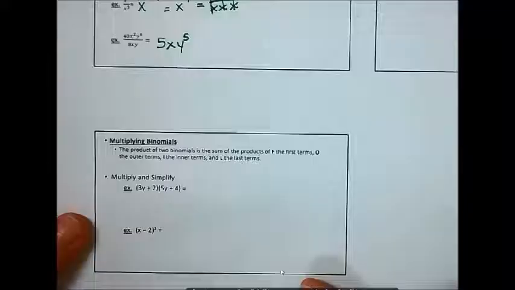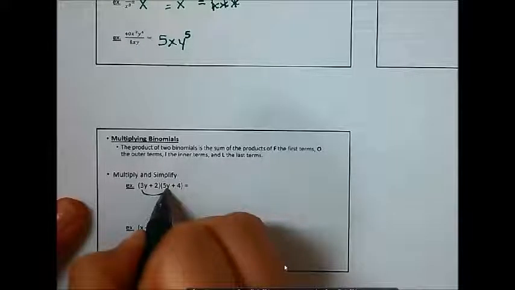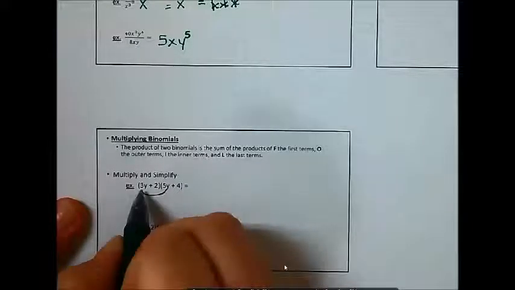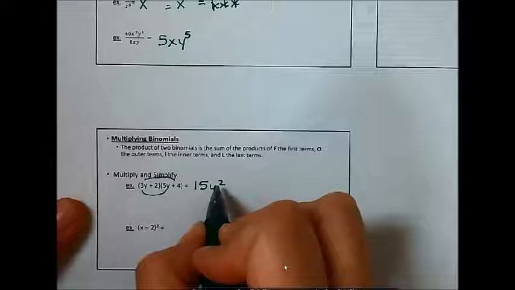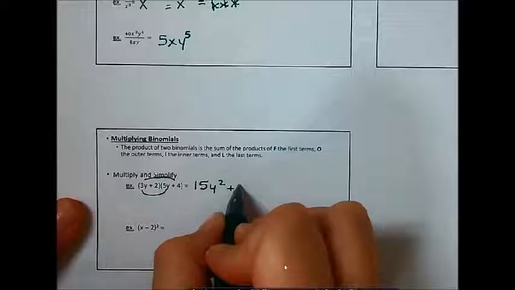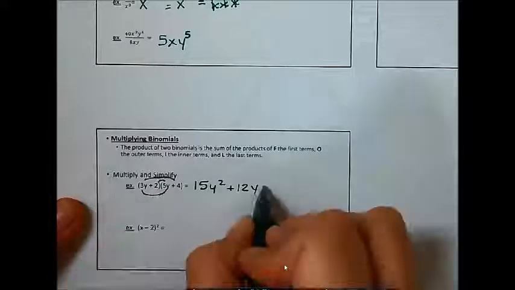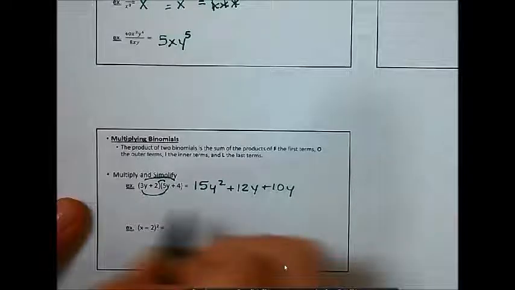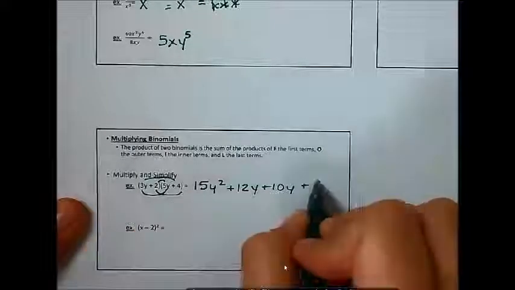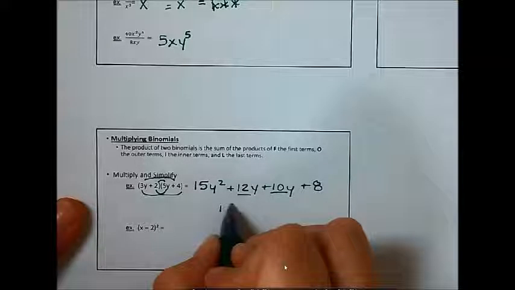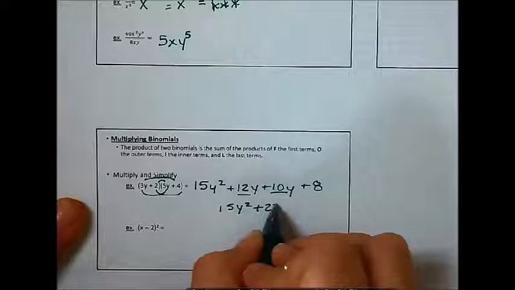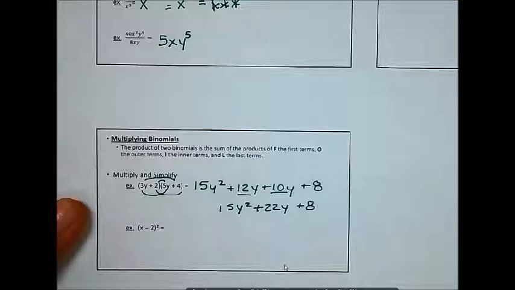Lastly, we've got binomials, and we're going to FOIL them. So we first have 3y times 5y, which gives us 15y squared. Outer, which gives us 12y. Inner gives us 10y. And last, which gives us 8. Then we have some like terms, so we're going to combine them. 15y squared plus 22y plus 8. That's as far as we can go, so we're done.